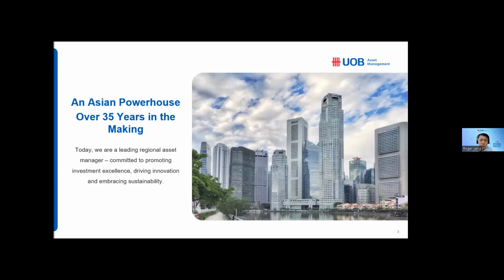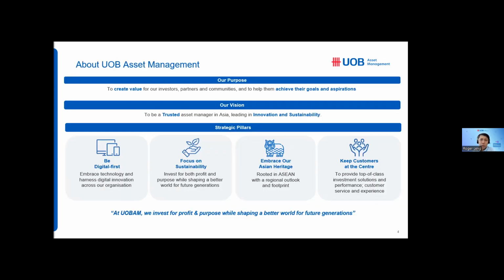So UOBAM itself is actually an Asian powerhouse with over 35 years in the making. Today, we are a leading regional asset manager committed to promoting investment excellence, driving innovation and embracing sustainability as well. As such, our purpose is to create value for our investors, partners, and communities, and to help them achieve their goals and aspirations. Our vision is to be a trusted asset manager in Asia and leading in innovation and sustainability.